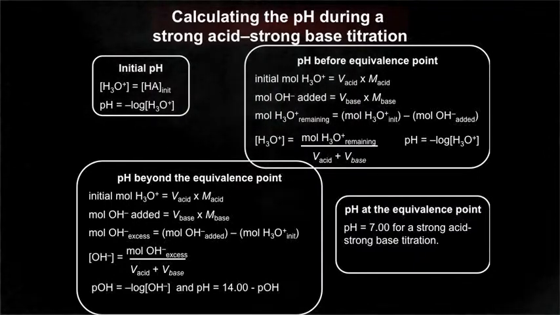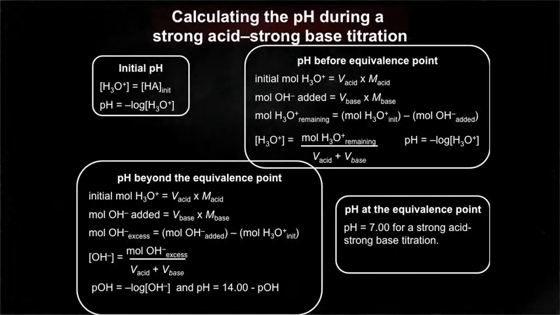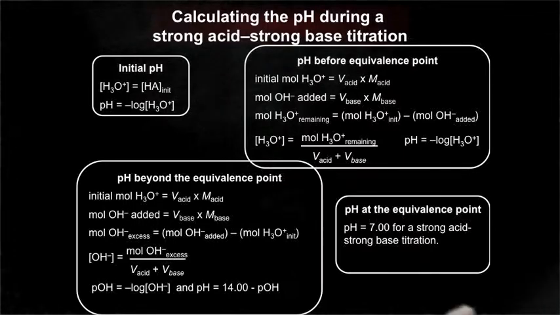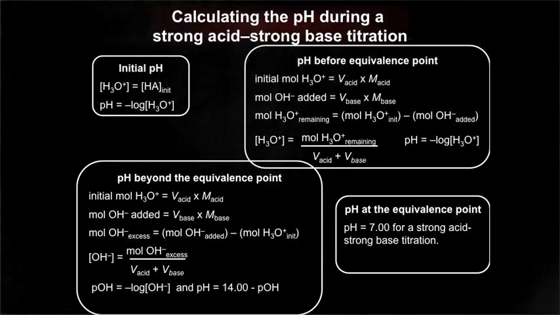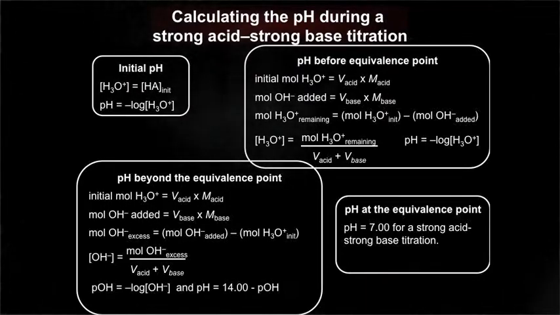And as we start adding base to this, our pH is going to be dictated by the amount of that H plus that is remaining. So we're going to do a limiting reagent calculation. We figure out how much acid we had to begin with, figure out how much base we've added, subtract those two amounts, and we are going to figure out the amount of H3O plus that we had remaining. It's now been diluted because we've changed the volume, so we're going to have to take into account that dilution, but that's what's going to be determining our pH.